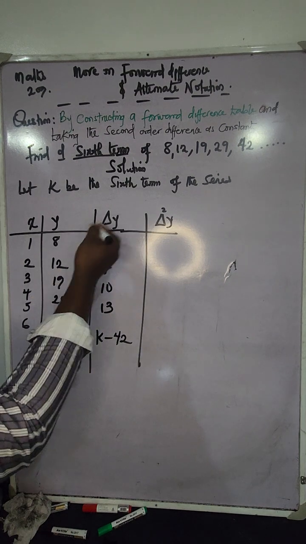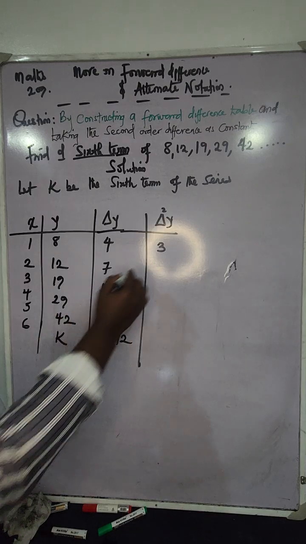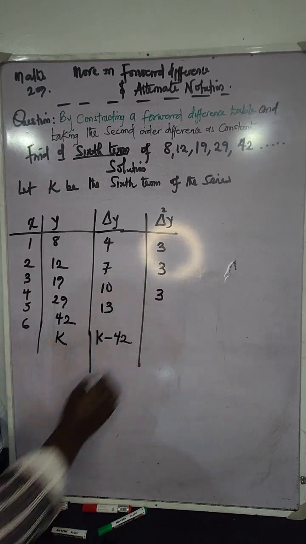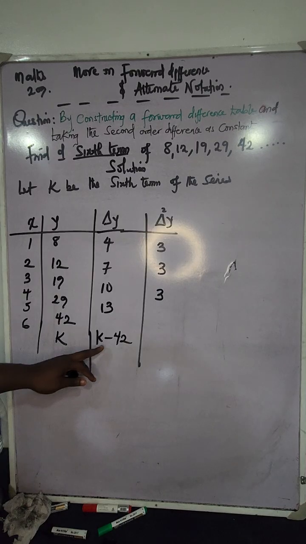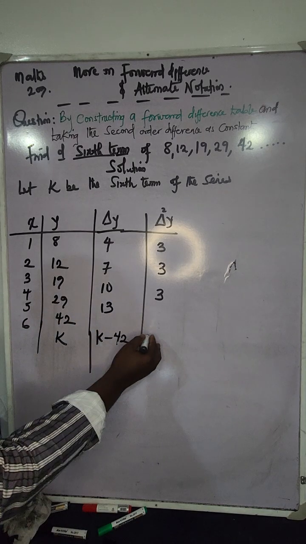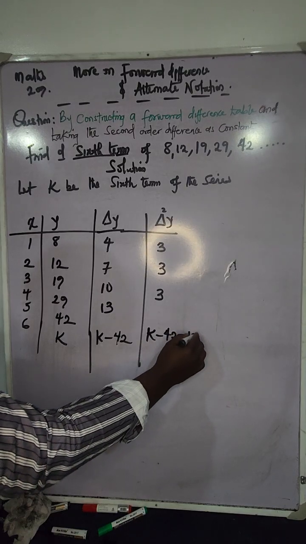Now for here we have the forward difference squared of y. So 7 minus 4 is 3. 10 minus 7 is 3. 13 minus 10 is 3. The next thing we're supposed to write here is k minus 42 minus 13. Did you see that?